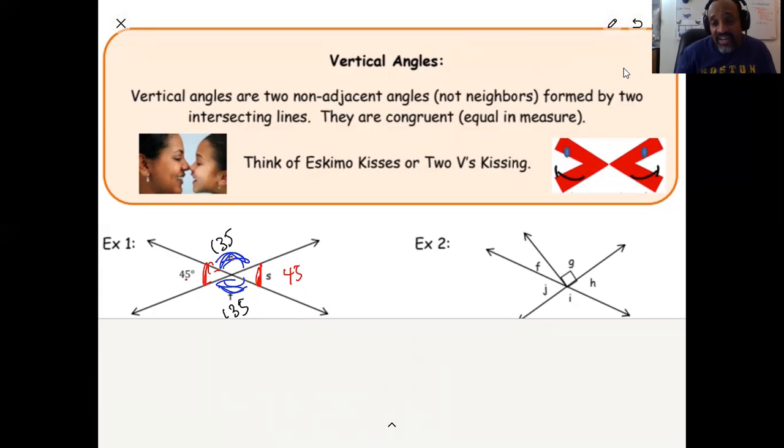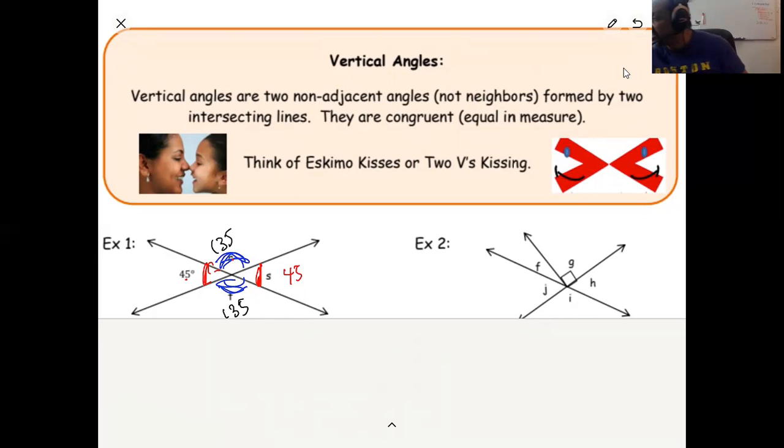Now, a way to think of it, I don't know if this is a good way. It says, think of two Eskimos kissing. Eskimos kiss with their noses, so it's like their noses are touching. That's one way to think of it. Another way is to think of two V's kissing, right?